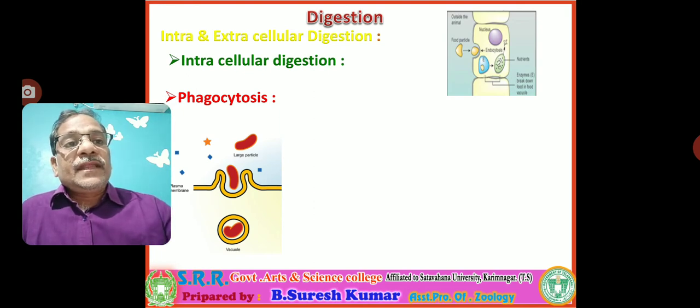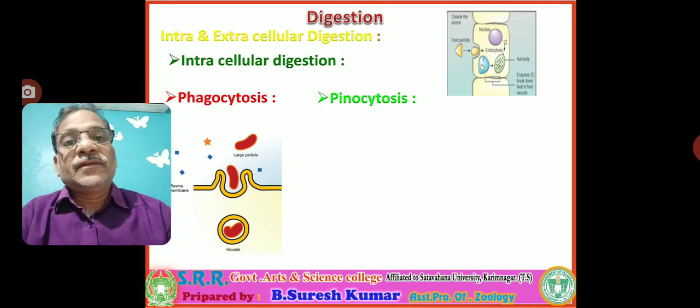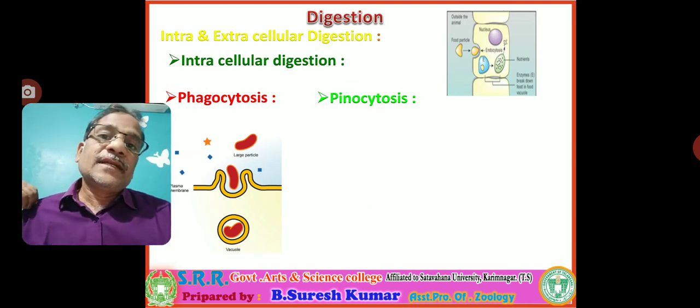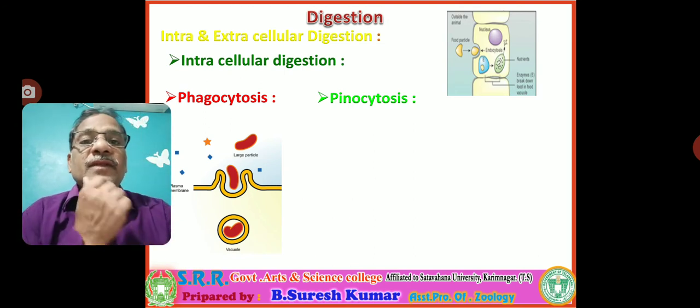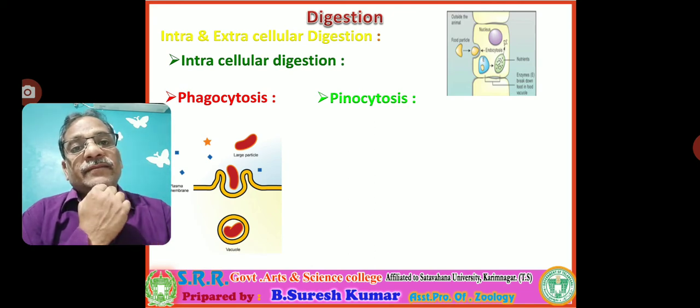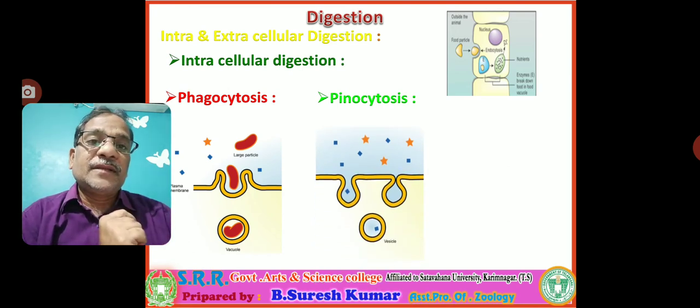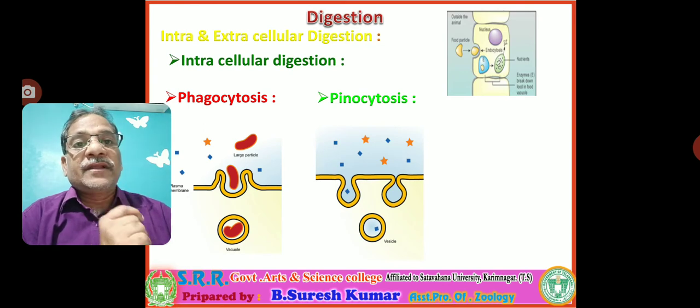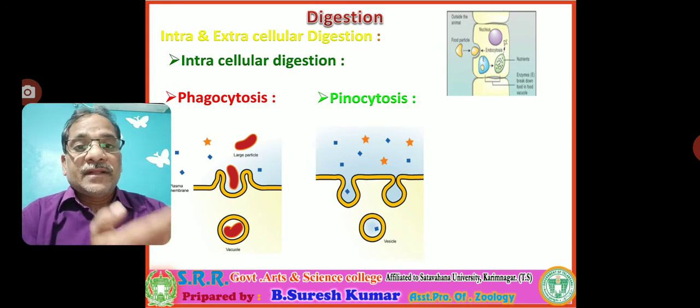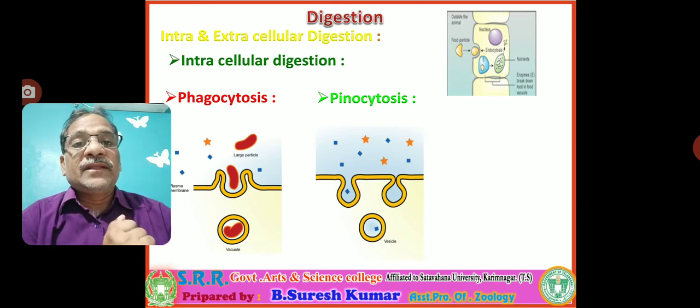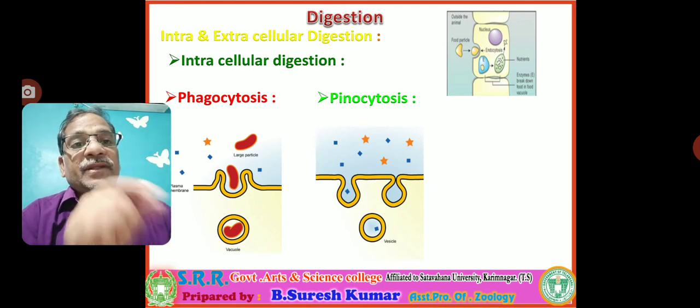The next event of intracellular digestion is pinocytosis. What is pinocytosis? In phagocytosis, the individual takes in solid form food material. But in the case of pinocytosis, the individual consumes liquid form food material. You observe this visual. The blue and orange color particles represent the liquefied food material. That liquefied food material is trapped by the cell membrane. You observe the invagination. The membrane invaginates into the cytosol, and the food particles are completely trapped in the invagination.